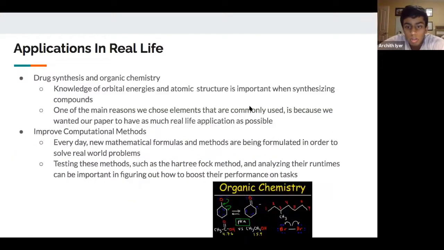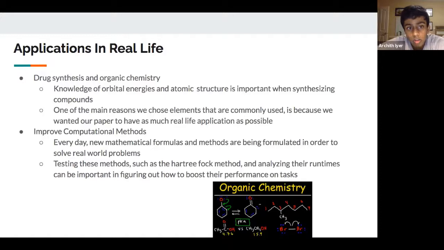So going into applications in real life, there is an application to drug synthesis and organic chemistry. Knowledge of orbital energies and atomic structure is important when you're synthesizing compounds. And one of the main reasons why we skipped elements, and just used boron, nitrogen, carbon, sodium, and lithium, is because we wanted to use elements that are commonly used in drug synthesis and elements that have lots of real life application.